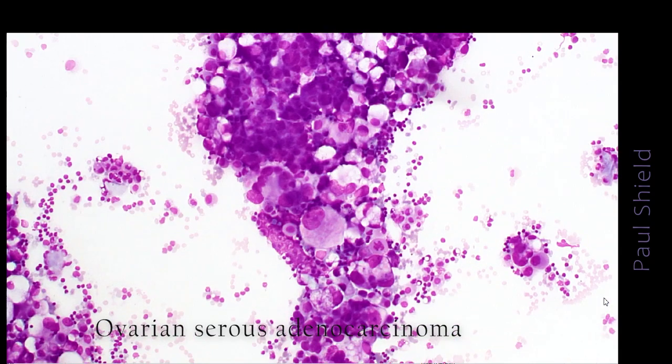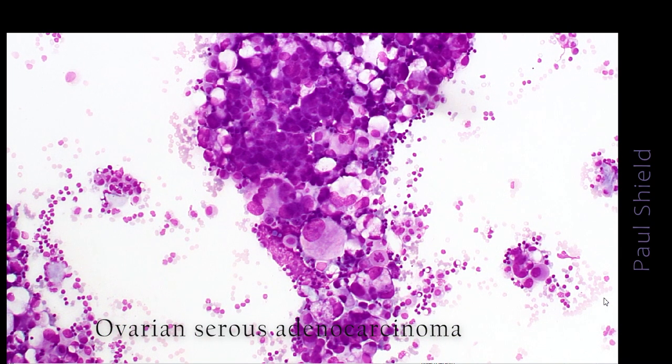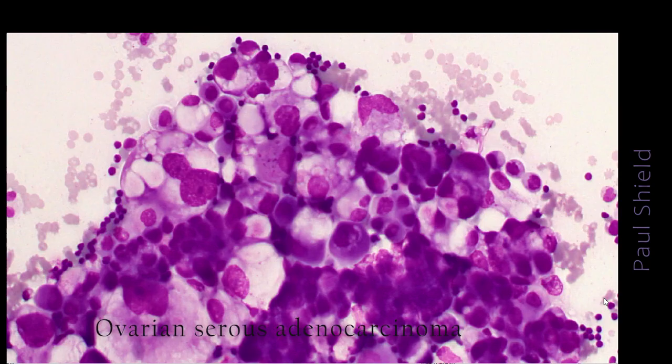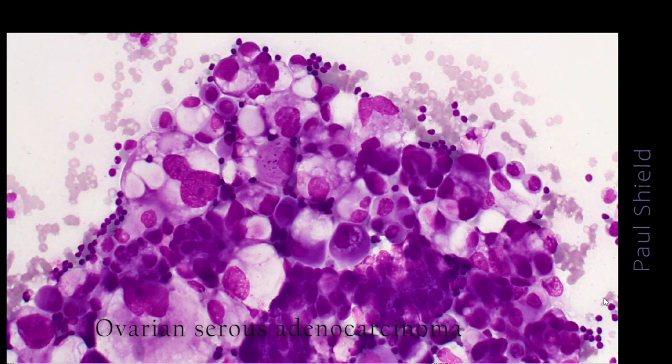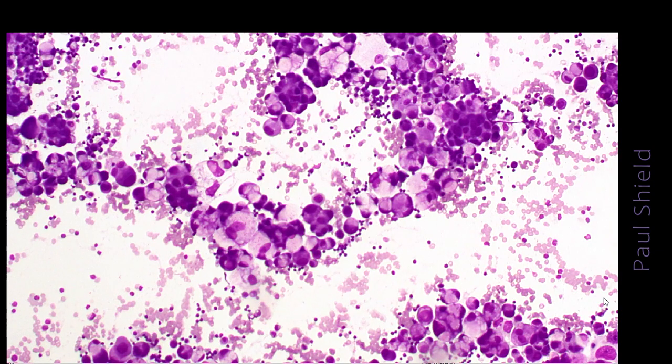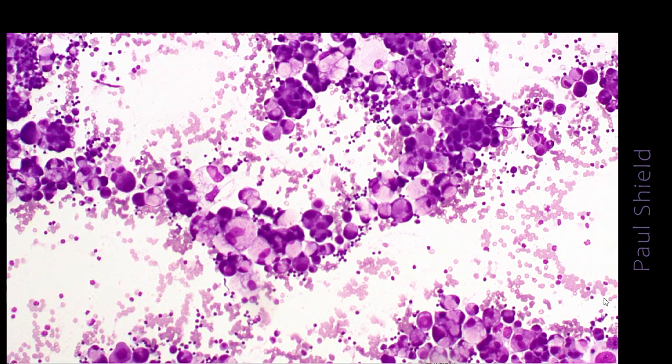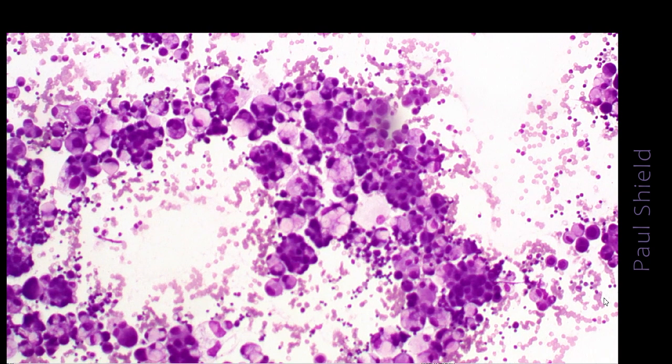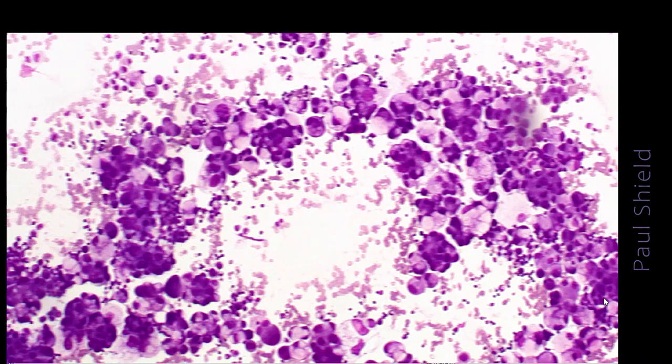You can see at this power there is enormous variation in size and shape, and there's clusters of cells that show really quite prominent big vacuolation in the cytoplasm. Notice how the nuclei are located eccentrically.